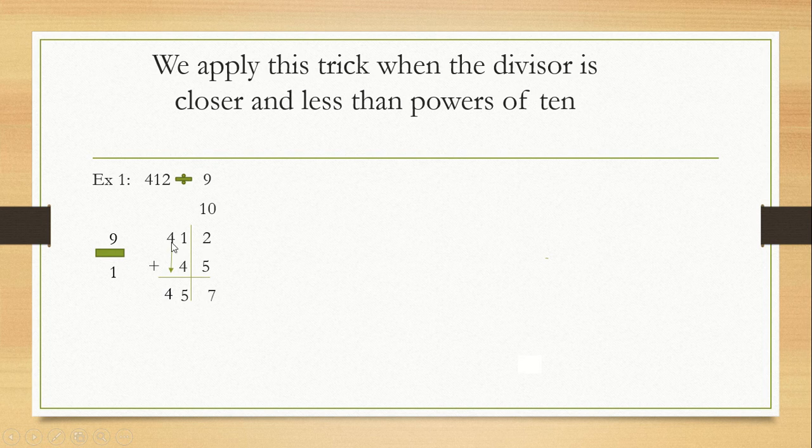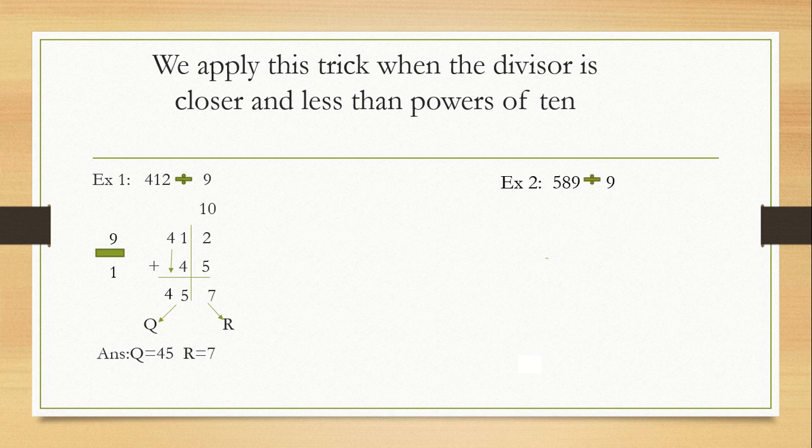You understand, no? First we have to bring down 4 as it is, and this 4 should be multiplied by 1. 4 ones are 4, that should be added to this 1. 1 plus 4 you will get 5, and that 5 should be multiplied by 1 and added to this 2. You will get 7. That's all. 45 is the coefficient for our sum and 7 is the remainder. We will see one more example.